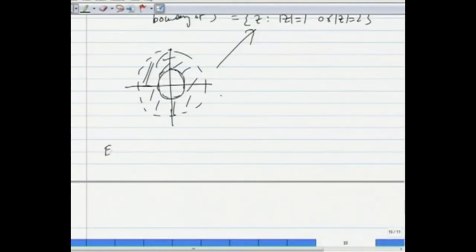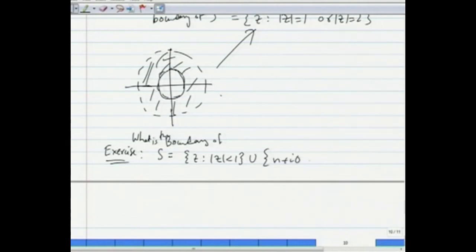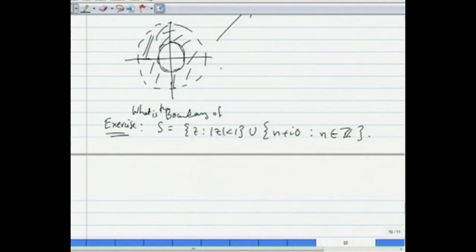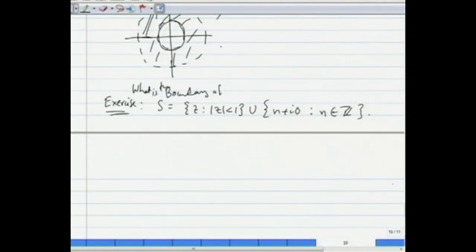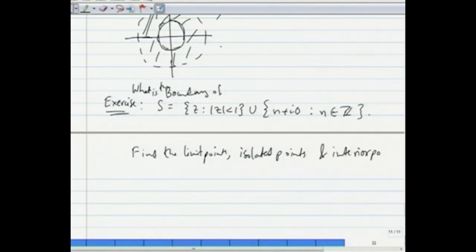Exercise for the viewer: what is the boundary of the set S, the set of all z such that mod z is strictly less than 1, union the set of all n plus i0 such that n belongs to Z? Calculate the boundary of this. It is the open unit disk union the integers. Also further find the limit points, isolated points, and interior points of S.